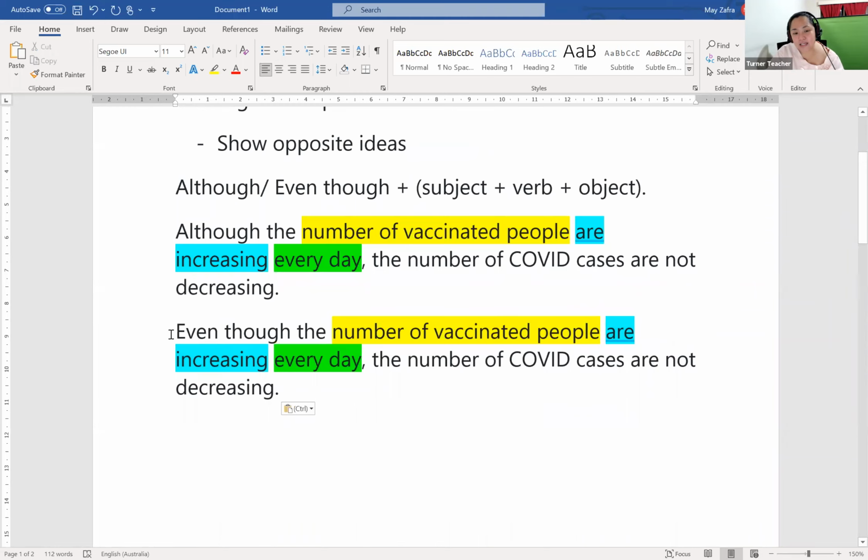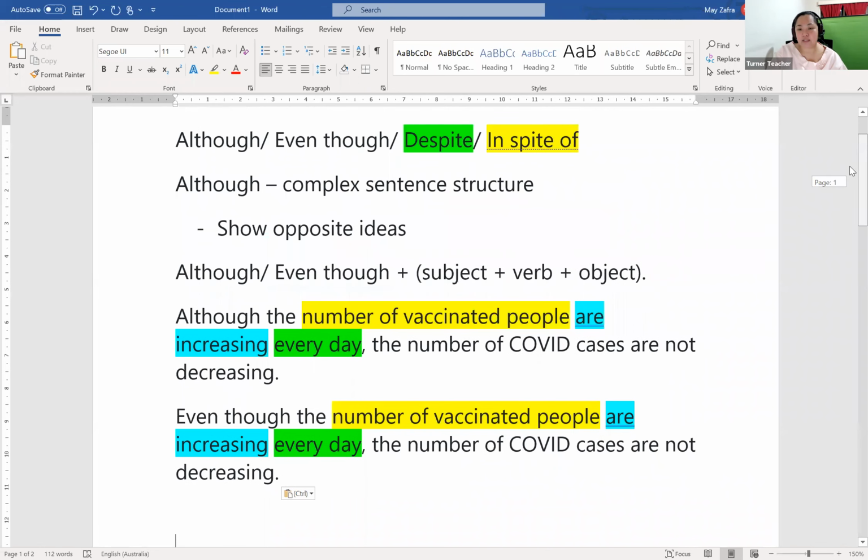But remember, guys, even though is 2 words, not 1 word, because I'm seeing some grammatical mistakes there using even though as 1 word. Now, why do we need to know the word of despite and in spite of? Is because you want to have variety when you're writing your sentences. So how do we use despite?